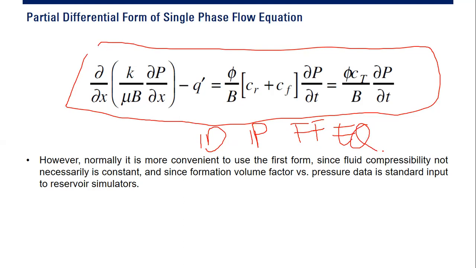However, normally it is more convenient to use the first form, since fluid compressibility is not necessarily constant, and since formation volume factor versus pressure data is standard input to a reservoir simulator. Okay? So we can use this one.